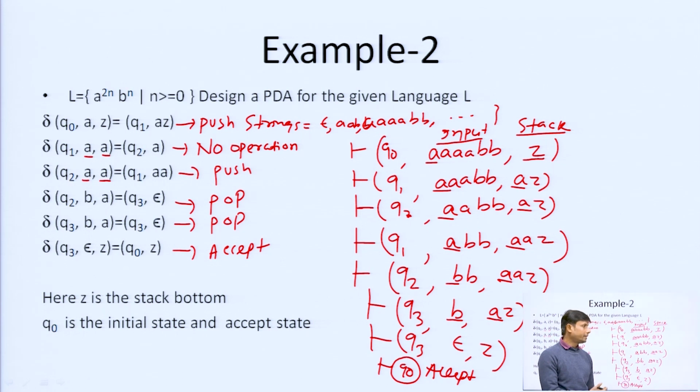Whatever strings are generated by this language, all are accepted, and you can say this is a deterministic context free language. Here L is a deterministic context free language. So we'll go to another example.